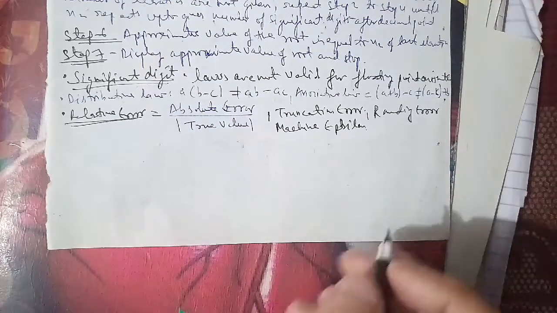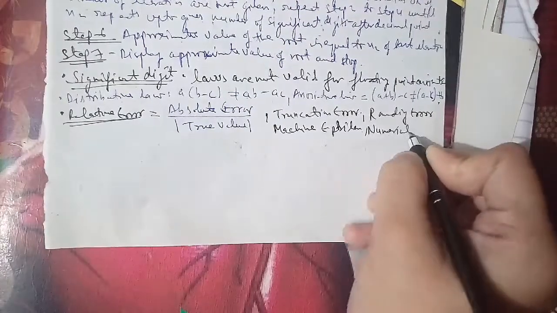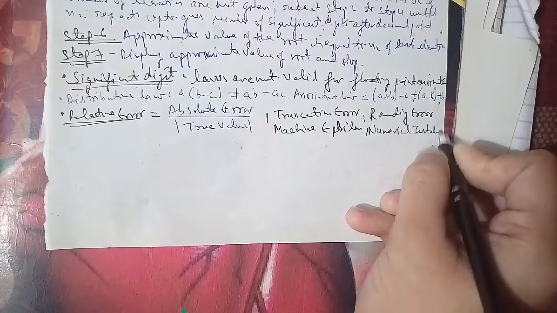In that, the error introduced due to the resolution of storing capacity of memory of a digital computer is called machine epsilon. The other is numerical instability. In numerical instability, the error goes on increasing as the recursion progresses, and the answer becomes completely redundant. This is called numerical instability.